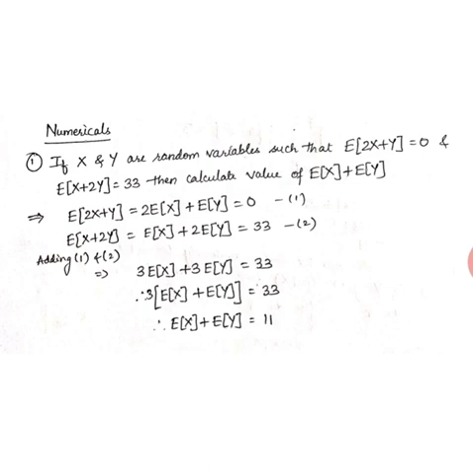Now let's just add the two equations, equation number 1 and equation number 2. So we get 3 times E of X plus 3 times E of Y is equal to 33. We take 3 common on the left hand side and take it to the right hand side. So we get the value of expectation of X plus expectation of Y as 33 by 3, which is 11. So this was a simple numerical.